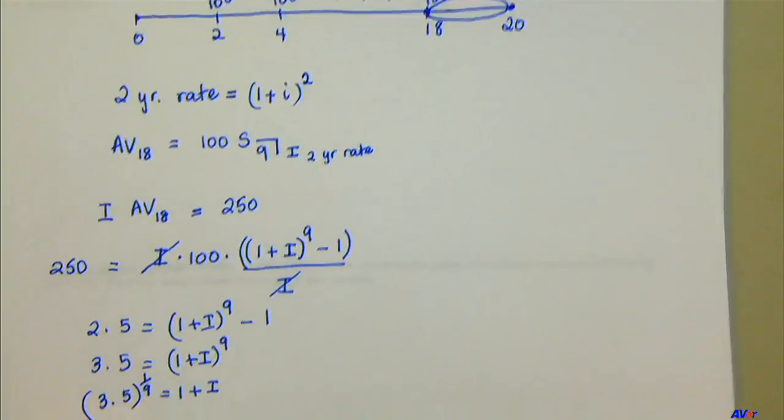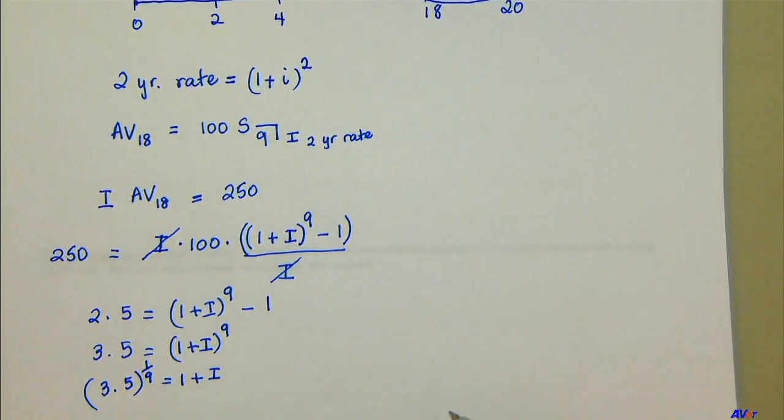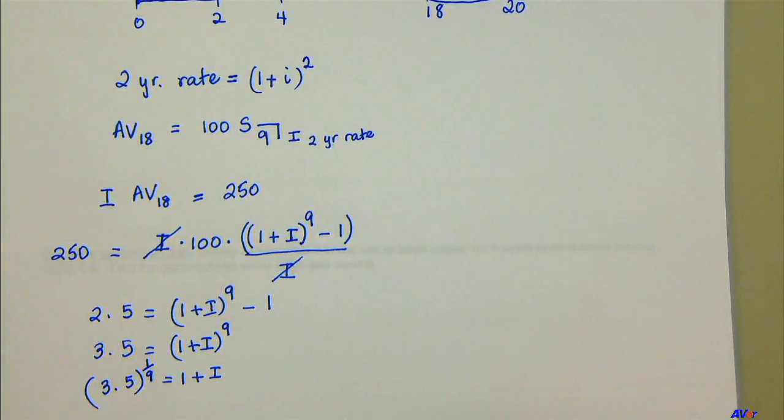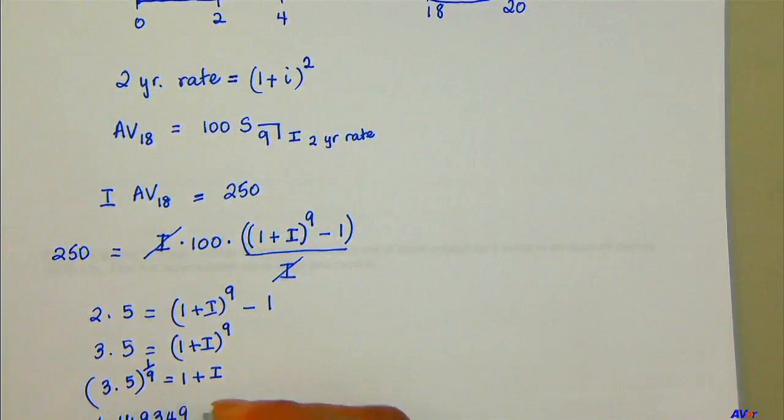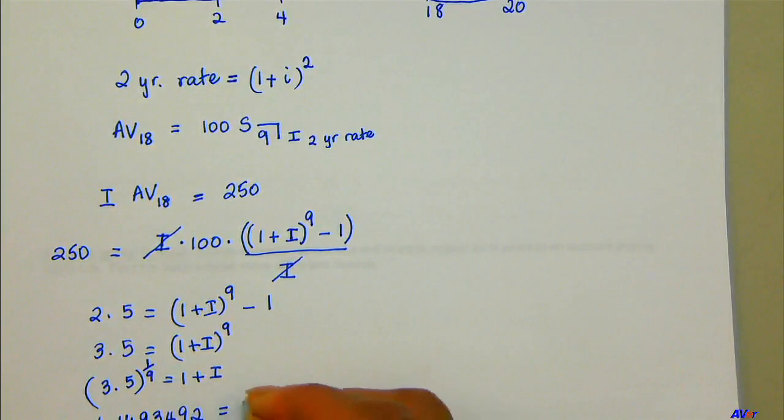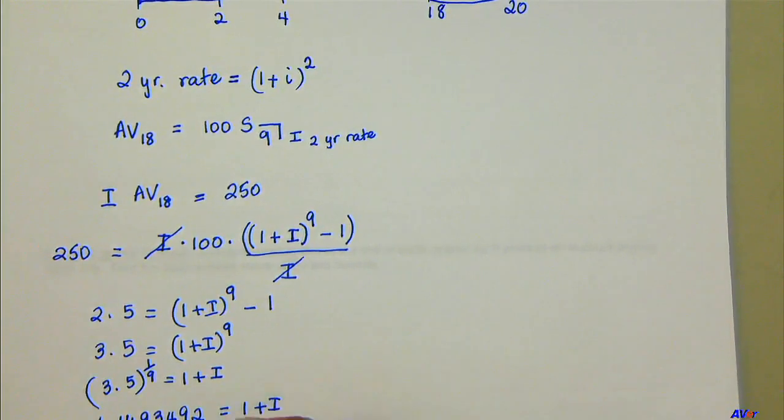What is that? 1.149349 is equal to 1 plus I. Therefore, I is equal to 0.149349.